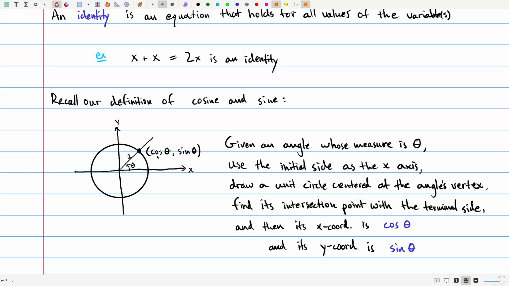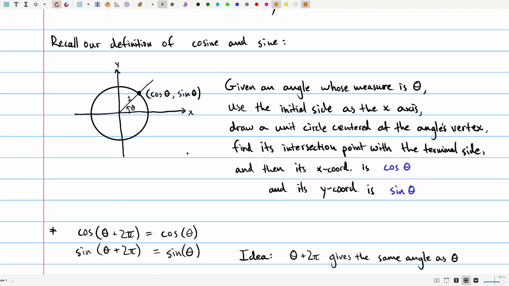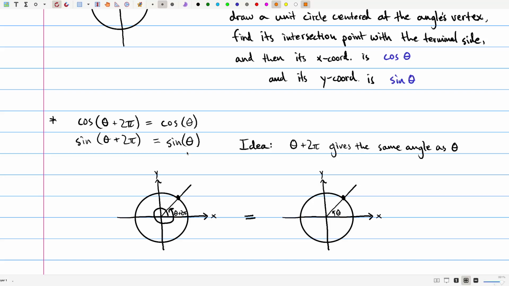That done, the x-coordinate of that point is known as the cosine of the angle theta, and the y-coordinate is known as the sine of the angle theta. Okay, so we are going to look at some identities that we can get from basic geometric reasoning of this picture. So the first one, there's really not much to do here.